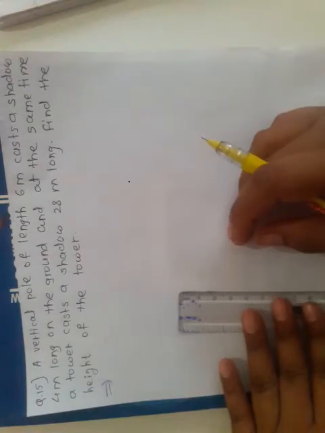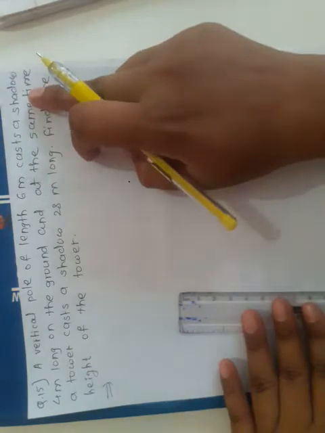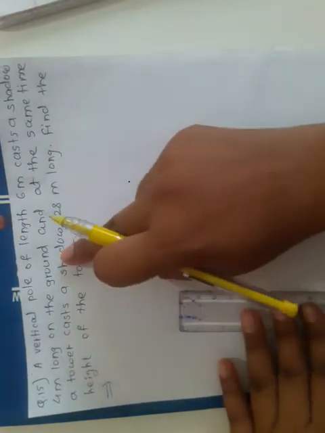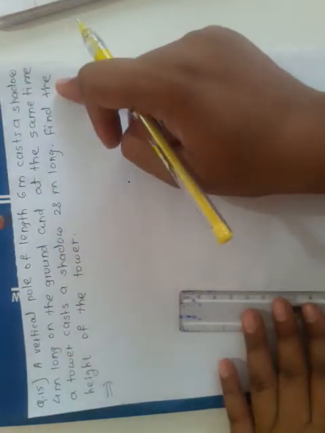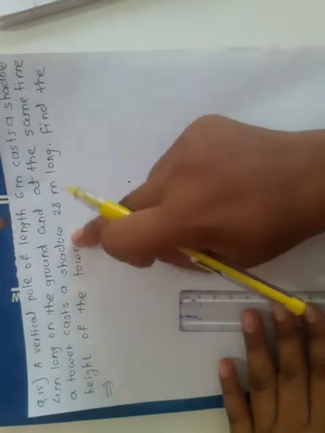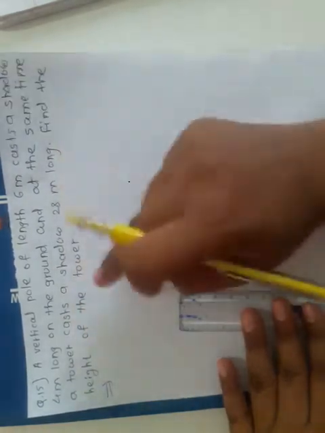Come to our next question. Question number 15. A vertical pole of length 6 meter cast a shadow 4 meter long on the ground, and at the same time a tower cast a shadow 28 meter long. Find the height of the tower.